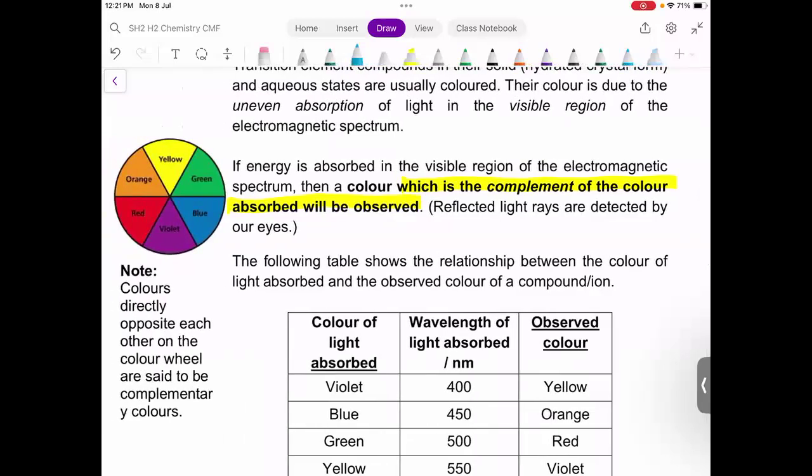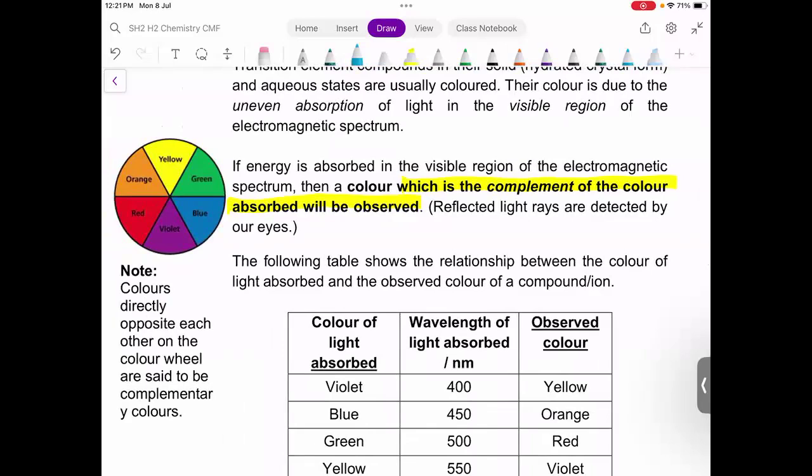If you look at this color wheel, are you supposed to learn color wheel for physics? Geography? I thought you got colors one. Okay, anyways. Oh, so you need help also in geography, is it?